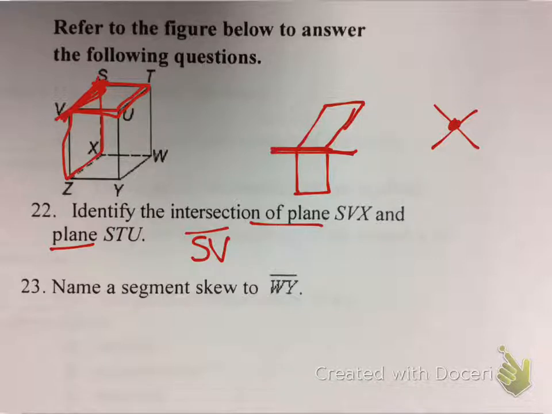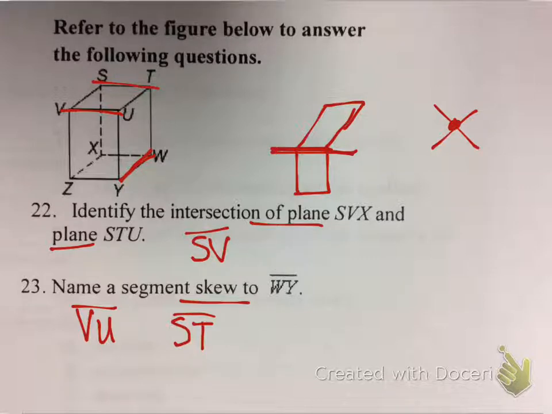Name a segment skew. Skew means, again, on a separate plane, not parallel. So, segment skew, like, okay, I see here WY. I can't choose any that would be parallel, nor any that intersect. So, like, say, VW or VU. That would work. ST. That would work. Because these are all not parallel.